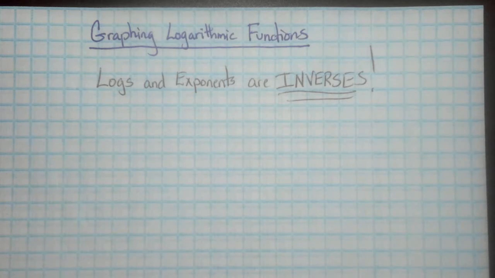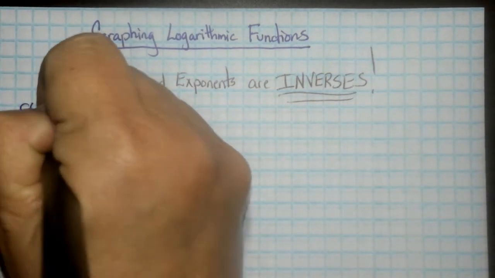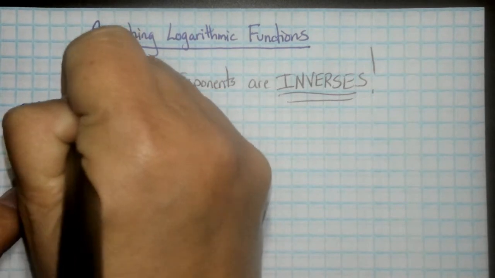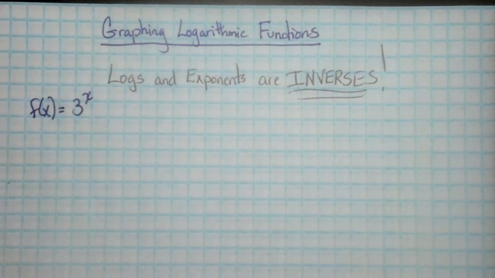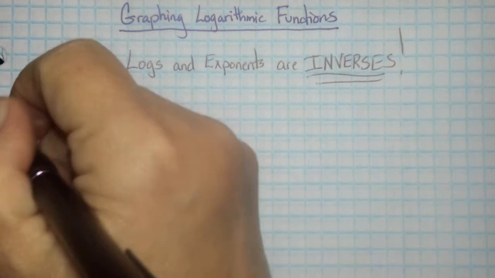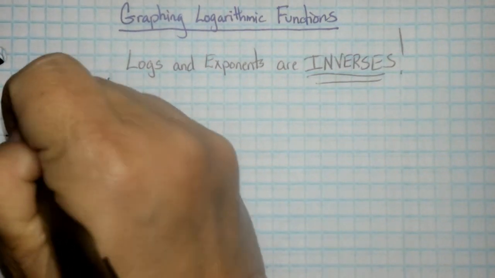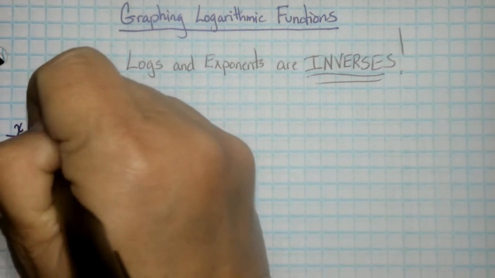Okay, so we're going to start with the function f of x is equal to 3 to the x power. So that's an exponential function, and we know how to graph it. In fact, I believe we graphed that exact one last block. But I'm going to start with a table of values, x and f of x.